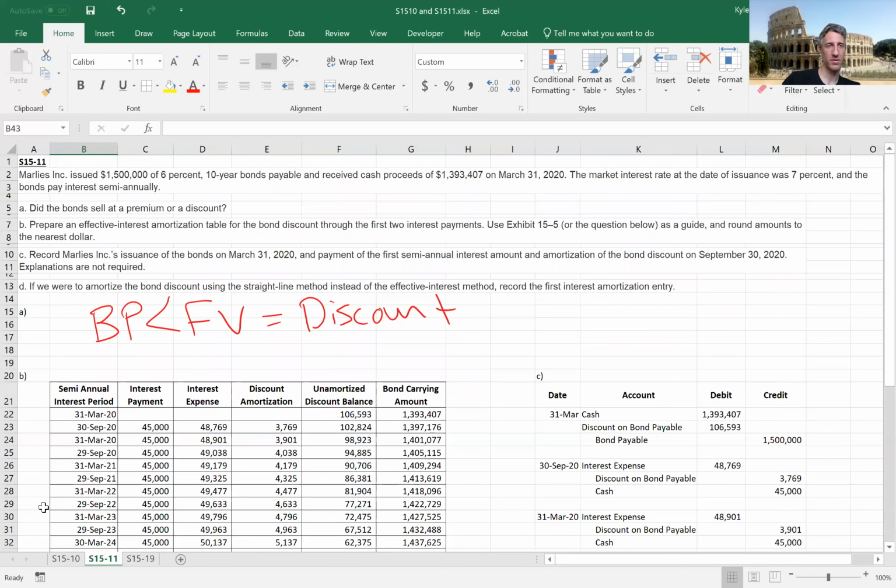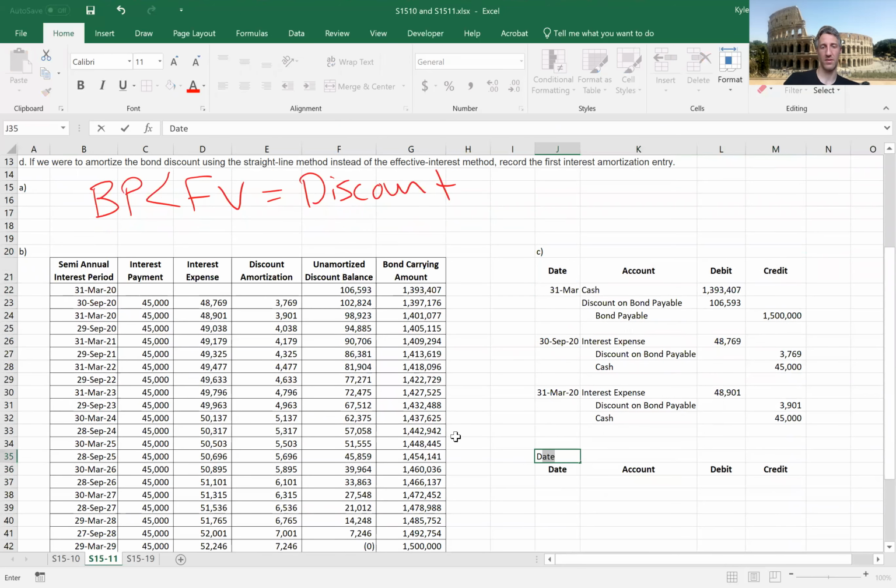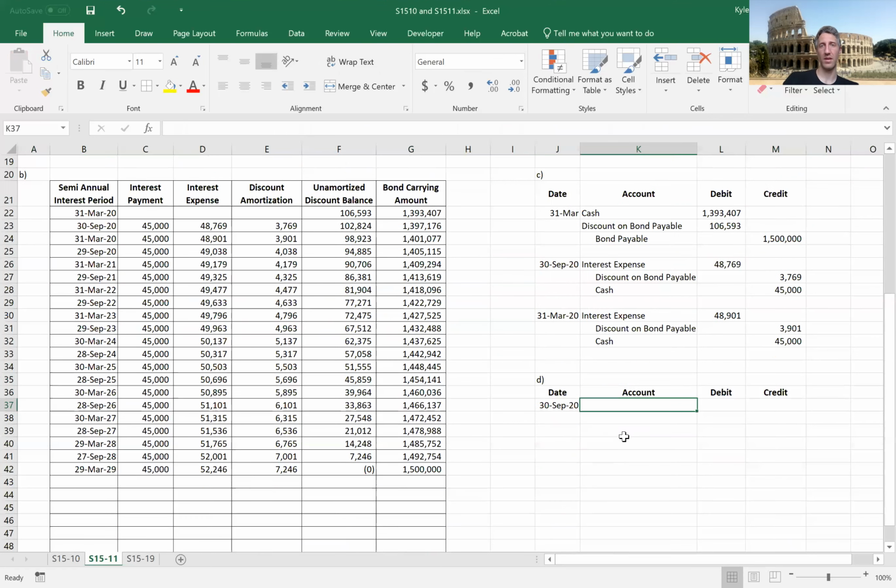Okay, so that's parts A, B, and C. Part D is if we were to amortize the bond discount using the straight line method instead of the effective interest rate method, record the first interest amortization entry. Okay, so I'm just going to copy and paste this template down. So the first interest payment is going to be on September 30th, 2020. And I know it's going to be the same accounts: interest expense, discount on bond payable, cash, cash is going to be going down by 45,000.